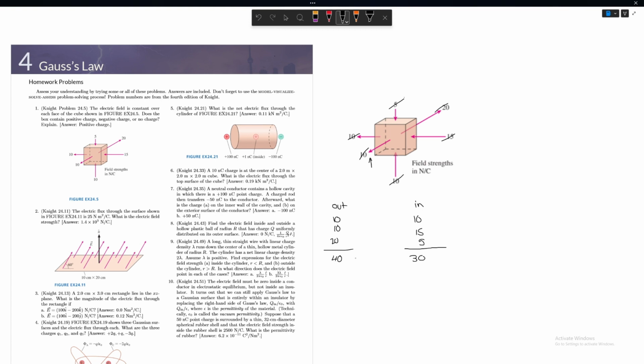And so we know there's more lines out than lines in. So if we sum all the charges inside this random cube, we'll find out it's more positive than it is negative, because there were more electric field lines going out than there were going in. And that's your answer. That's why it's positive.